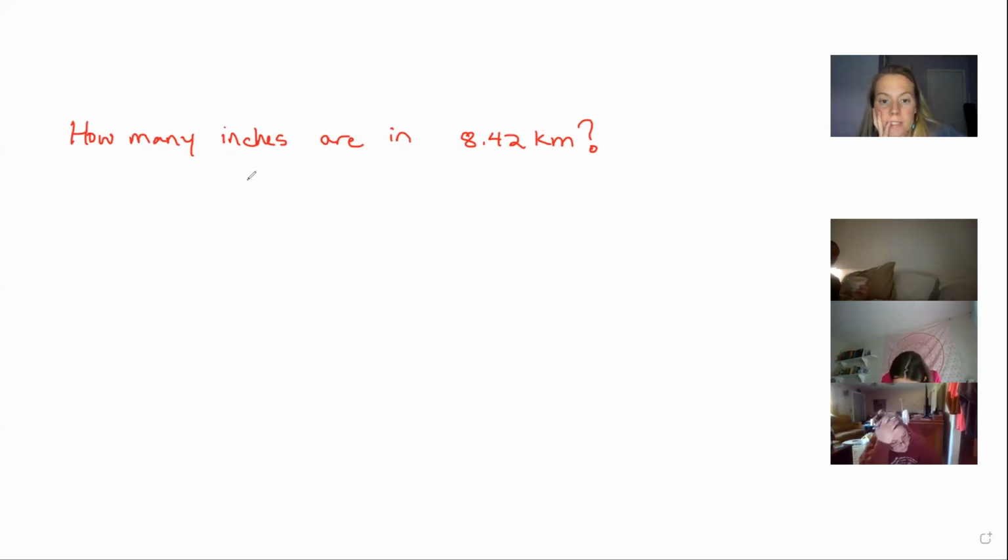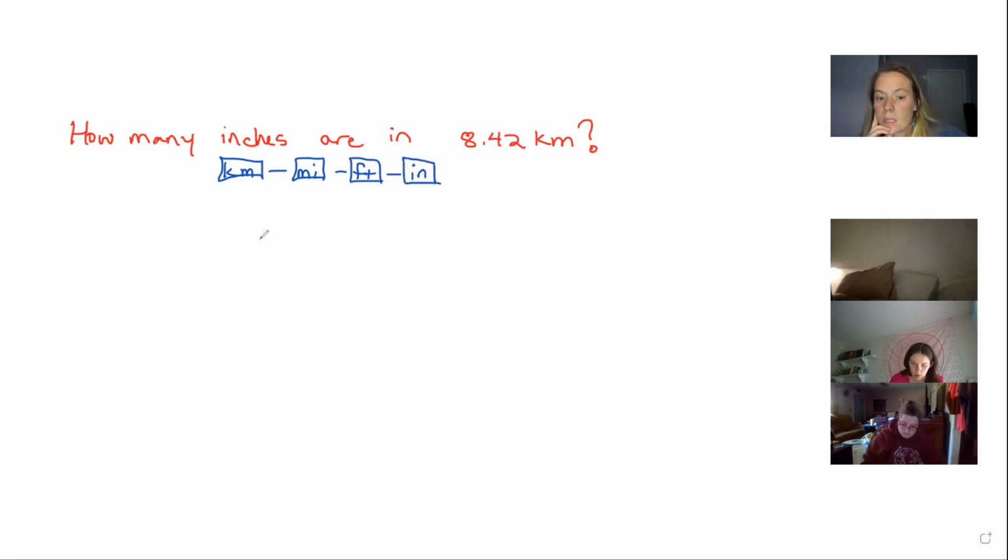Okay, so some of the flowcharts that I will see, or the thought process that I'll see with these is, sometimes people like to go from kilometers into miles. And that's a relatively well-known conversion. And then miles into feet, and then feet into inches. Sometimes people like to go kilometers into meters, meters into centimeters, centimeters into inches.